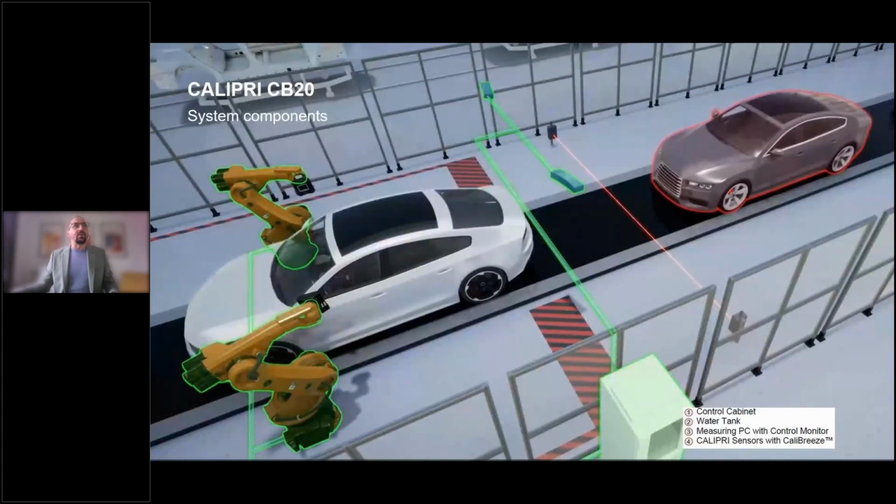Again, speaking about the CaliBreeze CB20 system components, I think we talked enough about the sensor components. How do the VPOS components look? Basically we have a light barrier. The light barrier will trigger our 2 VPOS cameras above the line. Those 2 3D cameras will capture the position of the car in height and deviation, so Z and X.